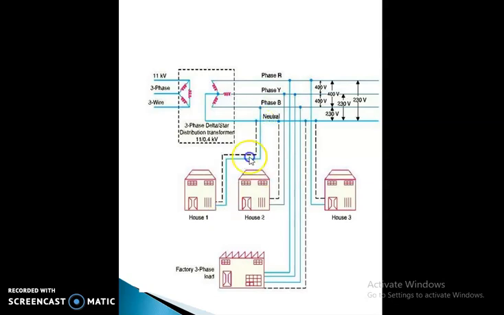Some houses take neutral with R phase, another house neutral with Y phase, another house neutral with R phase, and the factory requires R, Y, B along with the neutral line. So here the phase to phase voltage is 400 volt. This is R to Y phase 400 volt, B to Y voltage 400 volt, but here neutral to R phase is 230 volt, neutral to Y phase is 230 volt, neutral to B phase is 230 volt.